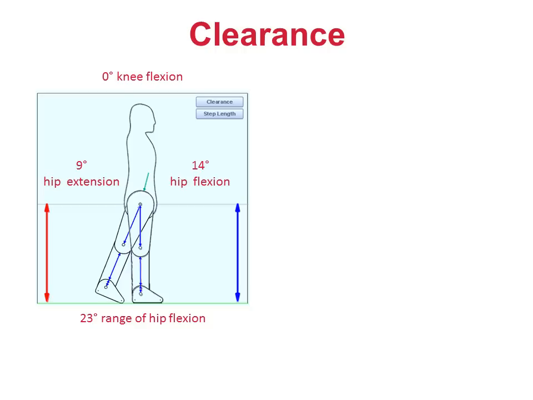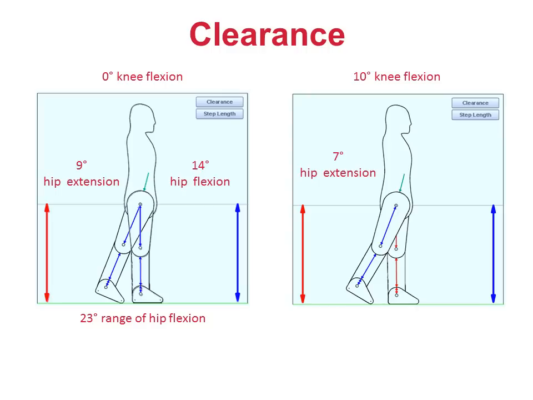If you flex the knee by a small amount, say 10 degrees, then things actually get worse, with the toe catching between 7 degrees of hip extension and 22 degrees of hip flexion, a range of 29 degrees. Note that I've coloured the figure blue to indicate that these are static images that you can't interact with as you can with eVern.